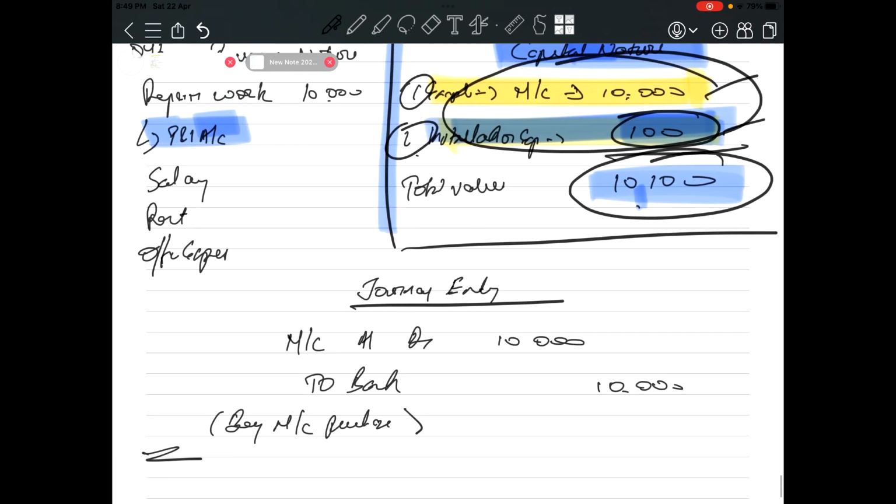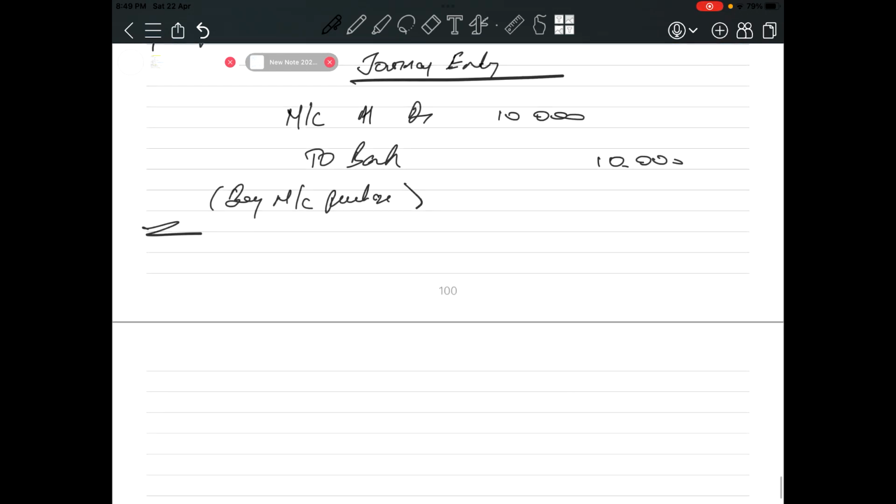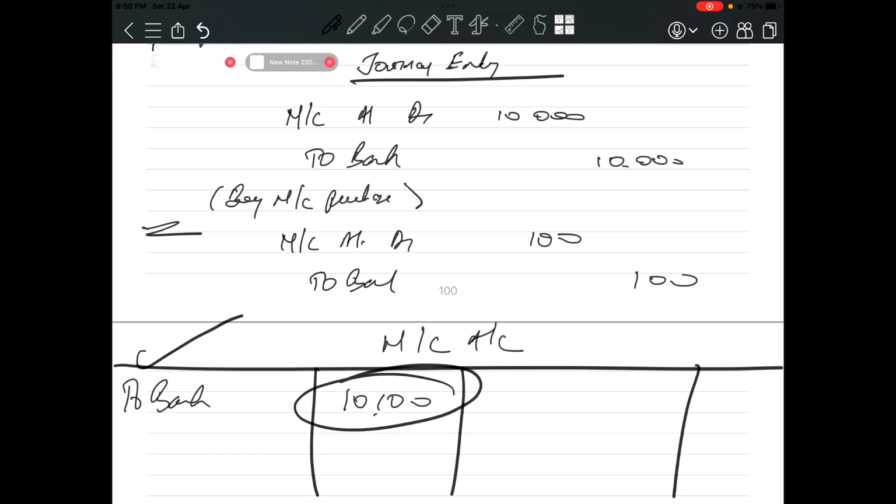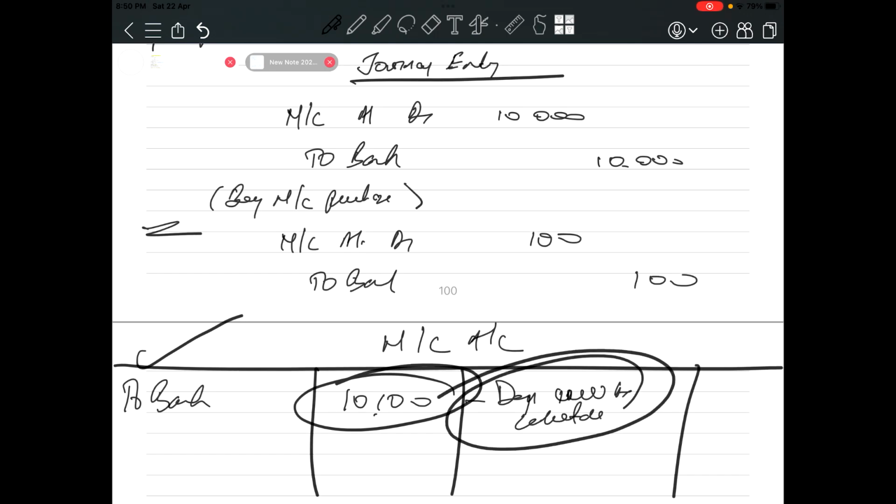And the second entry will be installation expense. You have paid installation. So in this case also the value of the machine will be increased by 100 rupees, to bank 100 rupees. So now when you make the machinery account, this will go to the debit side, to bank, 10,100. So machinery value will be 10,100. At this value depreciation will be calculated. I hope this is clear, simple as that.